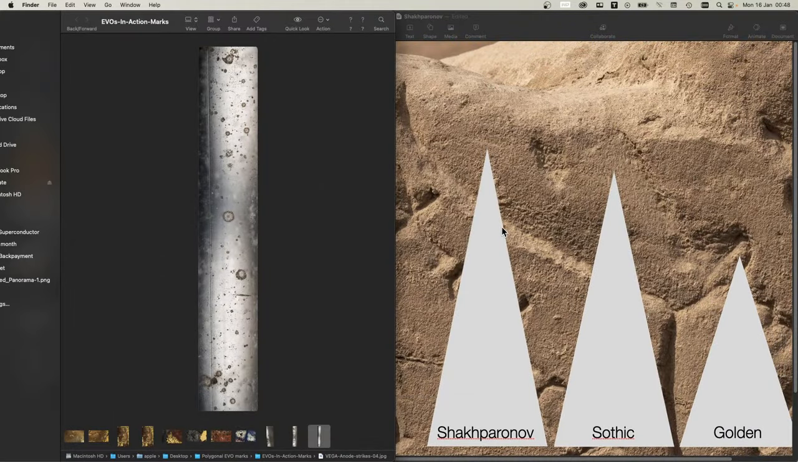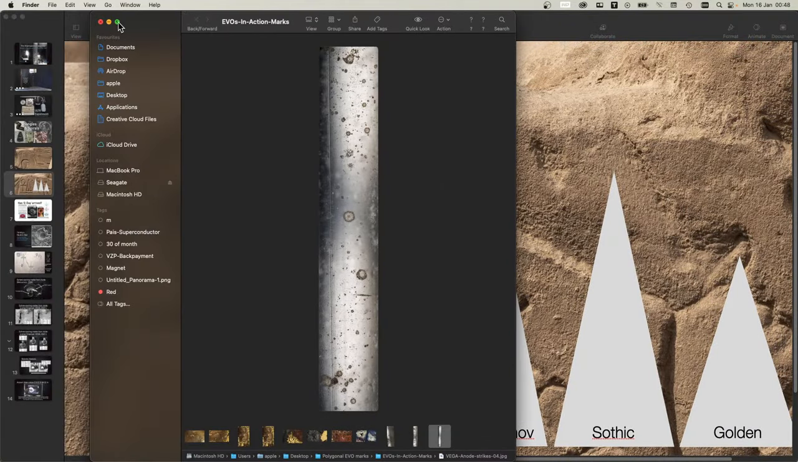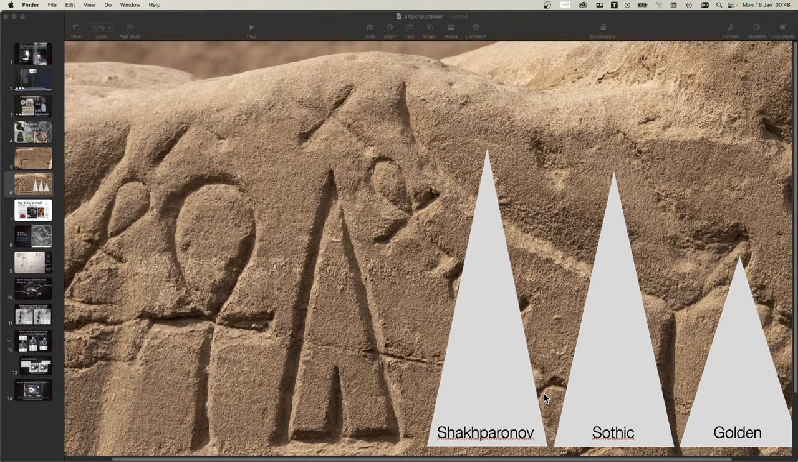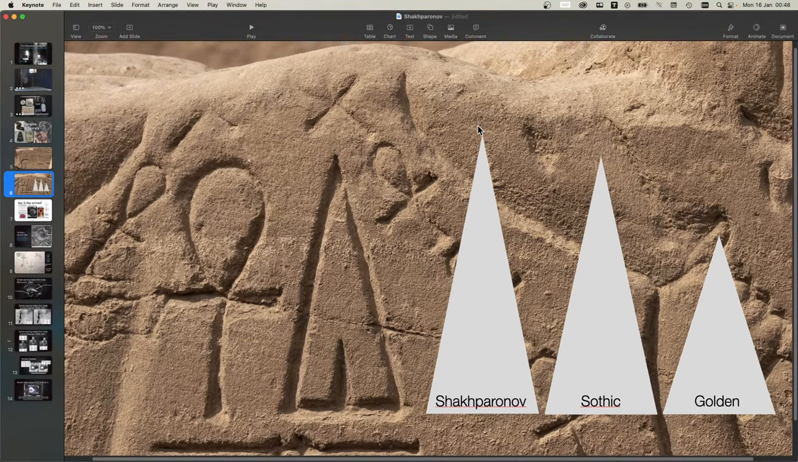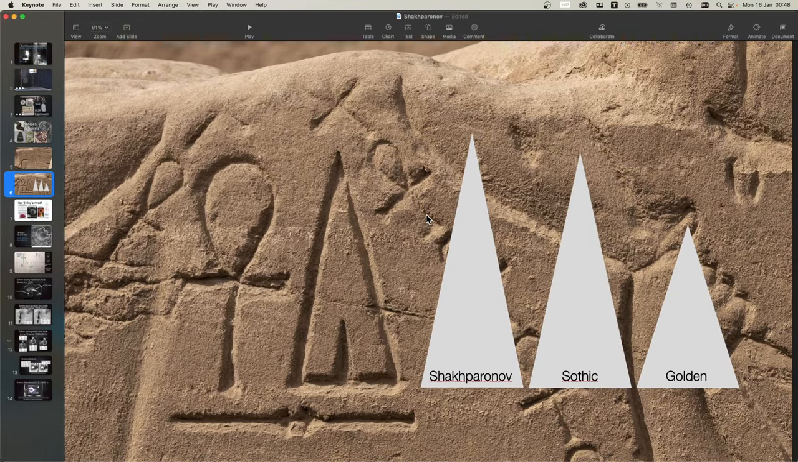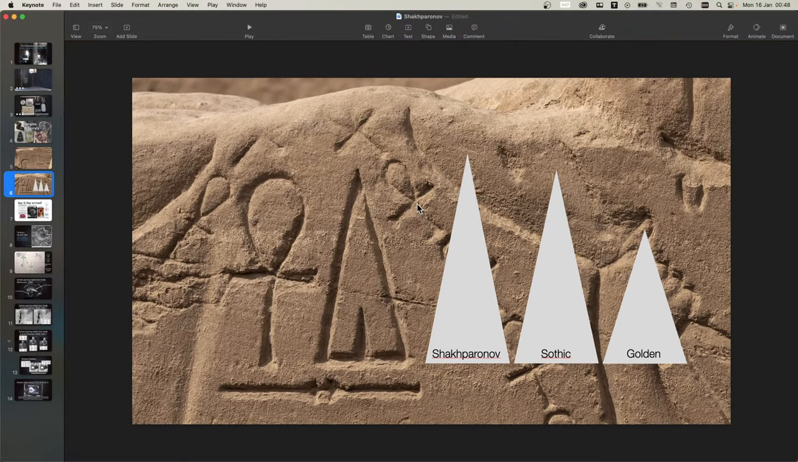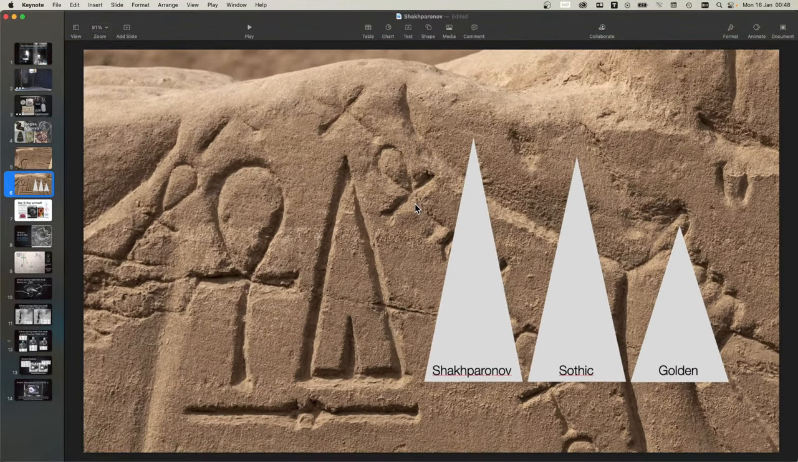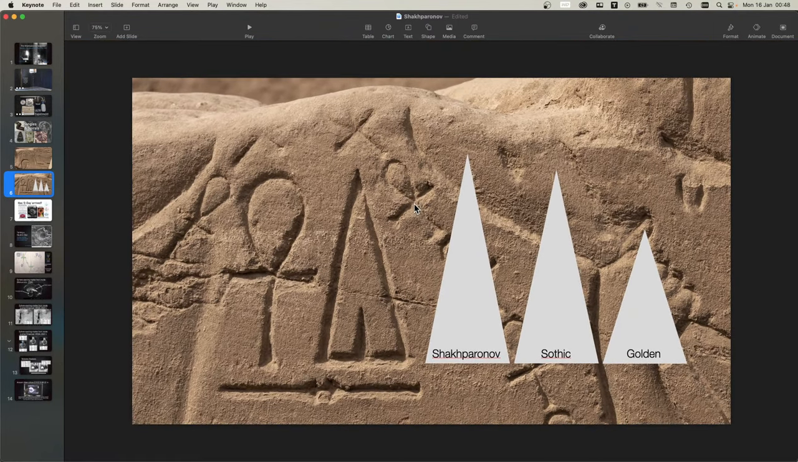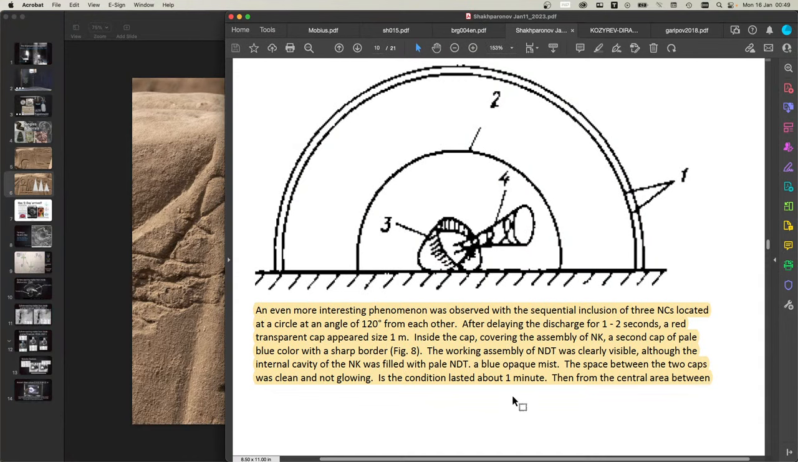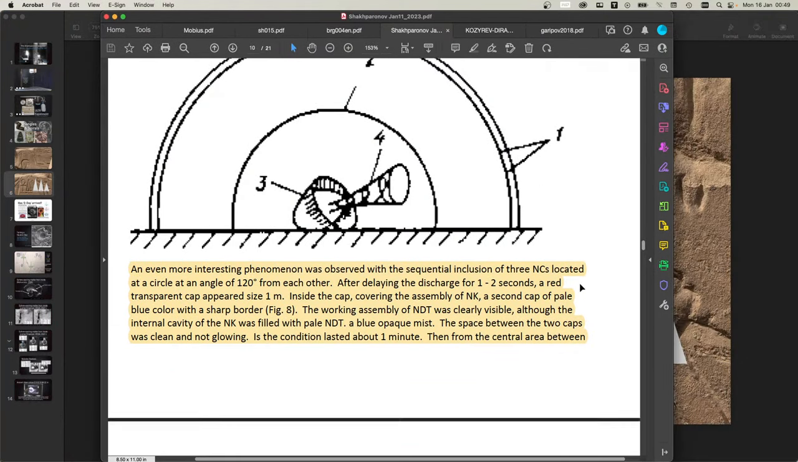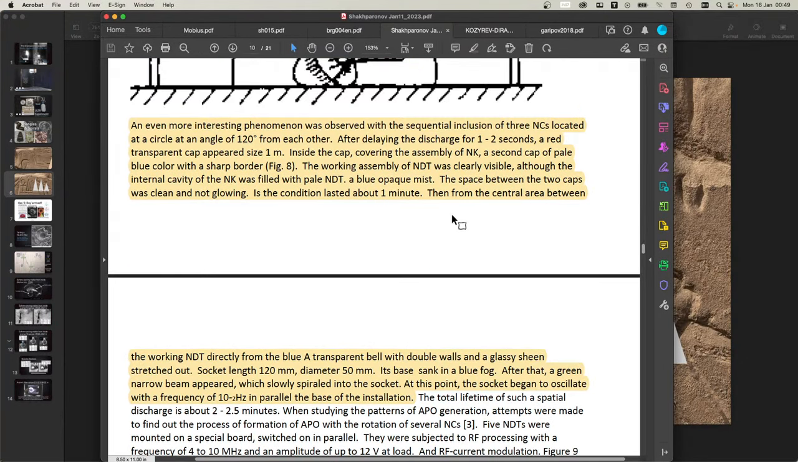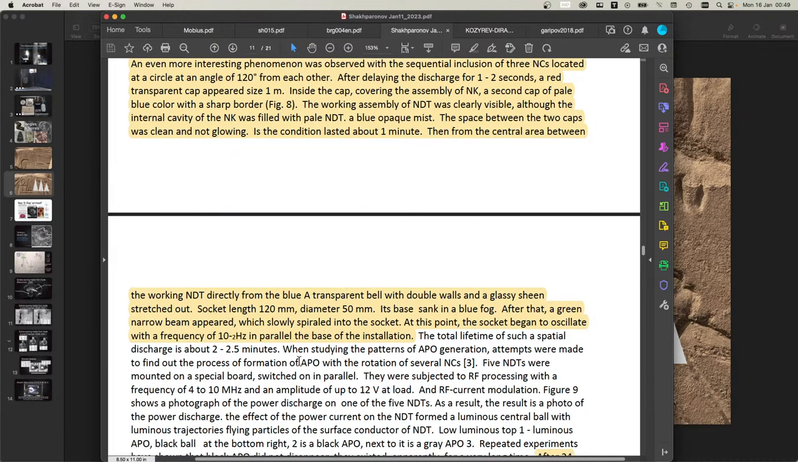Now we're going to start talking a little bit more about the effects that these Shakhparonov generators did, and you will see that they are essentially the same effects, or several of the same effects, that are observed in LENR and that are observed in John Hutchison's effect. So give me a second and I will get that up for you. I'm going to read on, as it were.